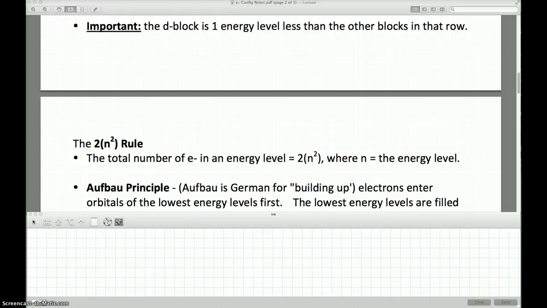Okay, I'm just going to start the 2n2 rule all over. Sorry about that. The 2n2 rule.